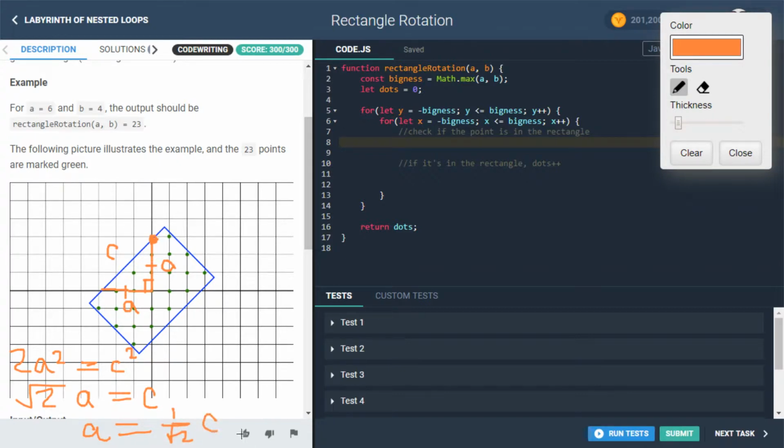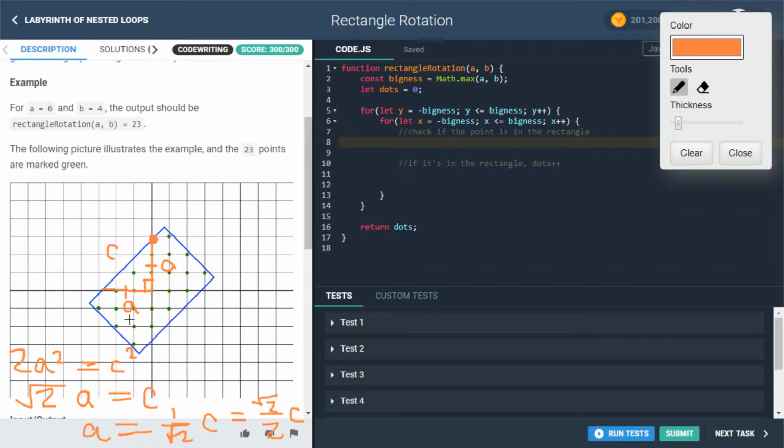Whoa, okay, cool. Which is the same as root 2 over 2 times c, which if anyone wants a proof of that, we can talk about it. So basically, if we can find whatever c is, then we're just going to multiply it by root 2 over 2, and that'll give us our a value, the thing we're looking for.